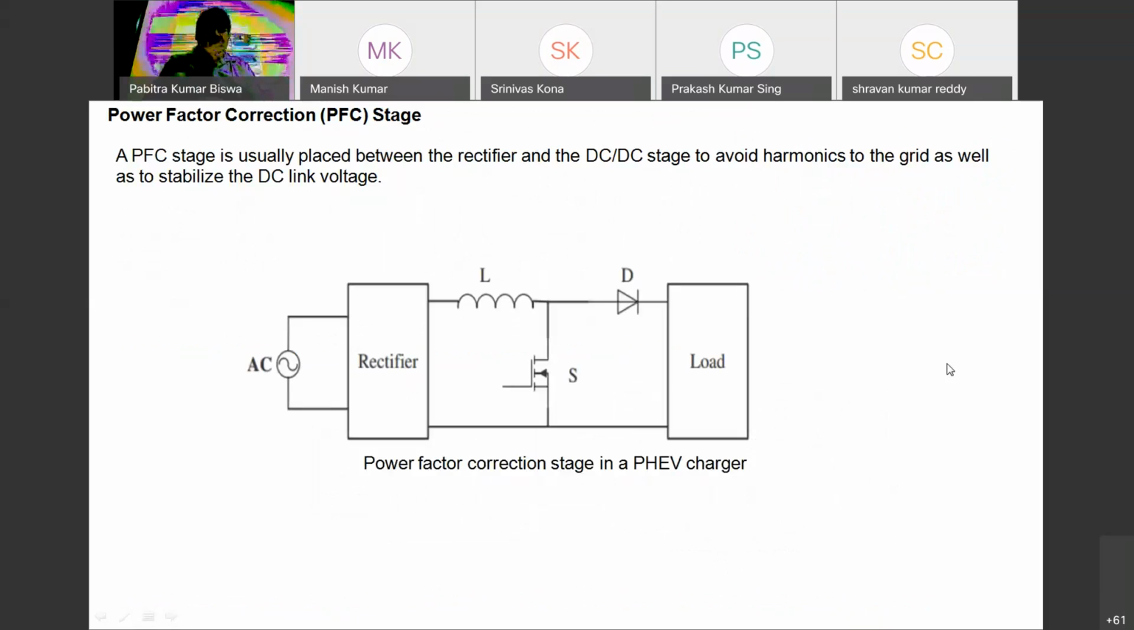Now, there is the power factor correction stage. A power factor correction (PFC) stage is usually placed between the rectifier and the DC link to avoid harmonics to the grid as well as to stabilize the DC link voltage. So we are considering the rectifier, and then this PFC to the load. That means it will be used for power factor correction.